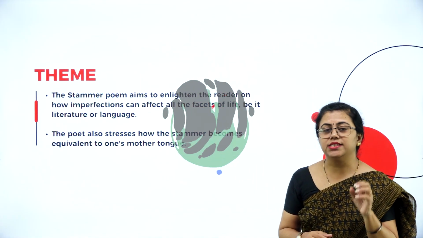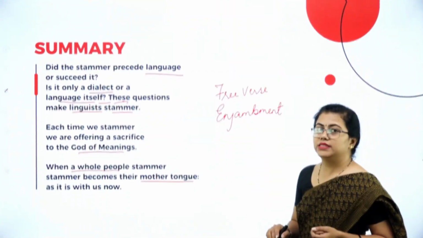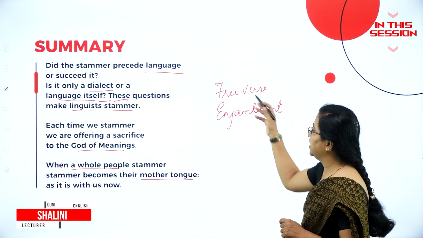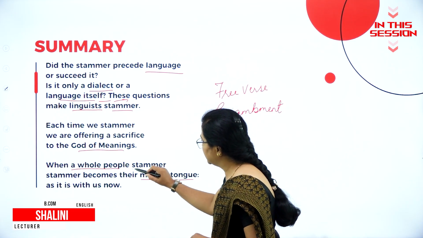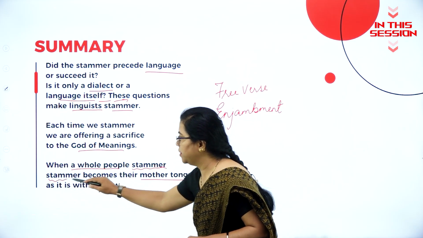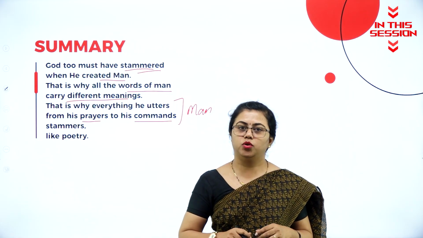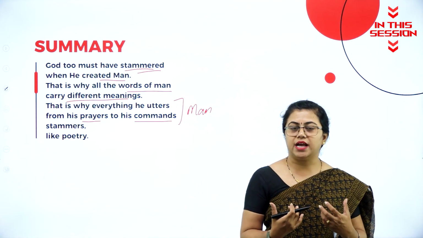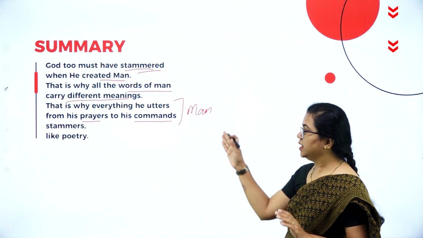The poet also stresses how stammer becomes equivalent to one's mother tongue. This is the most commonly seen literary device in the poems that are written in free verse. Other than this, you can see there is a repetition of this word stammer. Prayers, he is asking for something. Commands, he is giving command to somebody. So even when he is asking and even when he is giving, everything actually has different meaning.